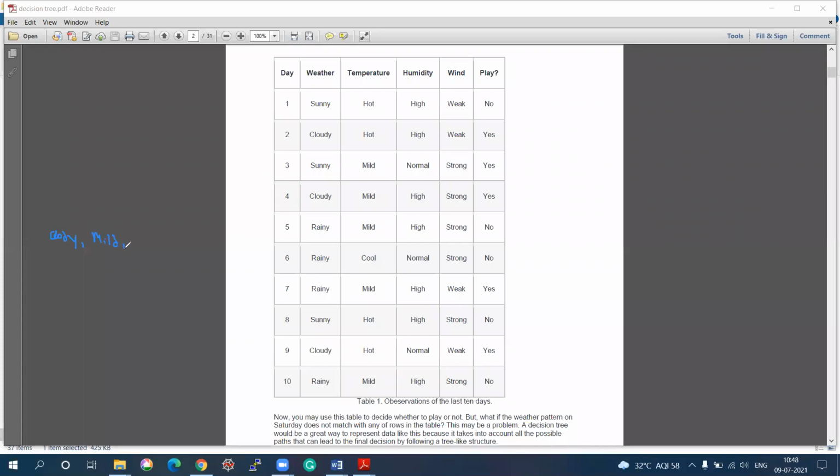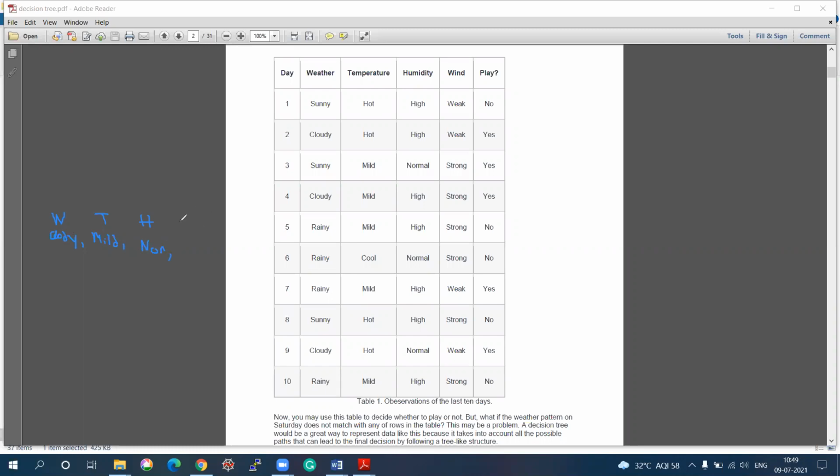Okay, cloudy. Mild for what? Mild for temperature. Cloudy is our weather. Mild is, suppose, our temperature, and high or normal, what is it? This was humidity. Okay, humidity. Suppose it is cloudy, mild, and suppose this is normal.